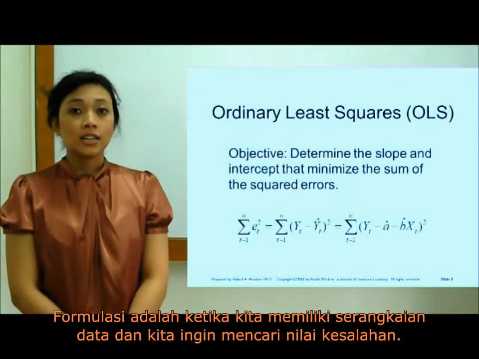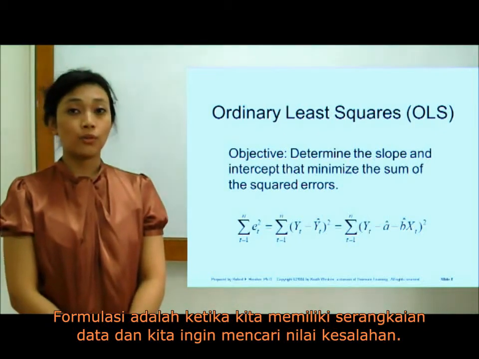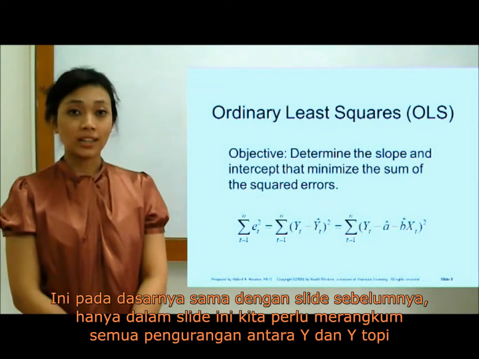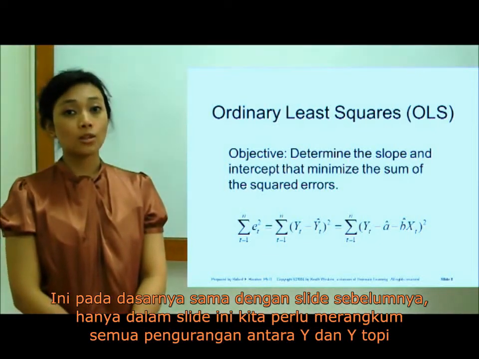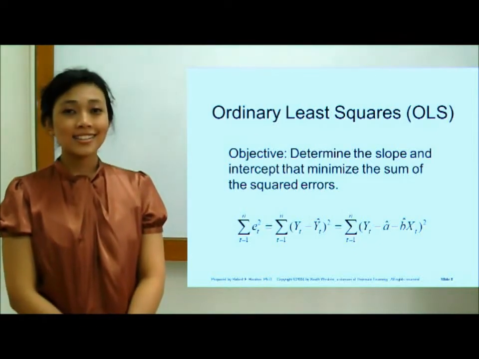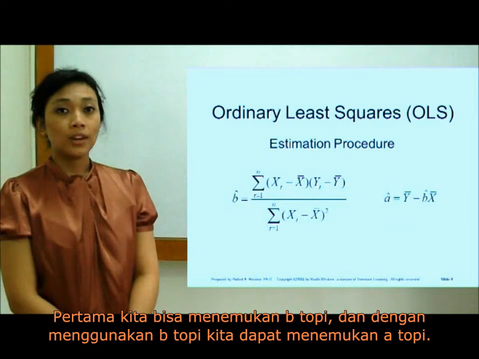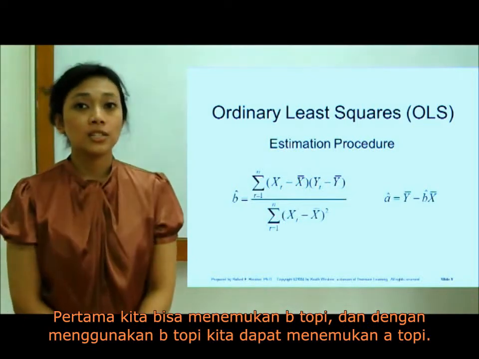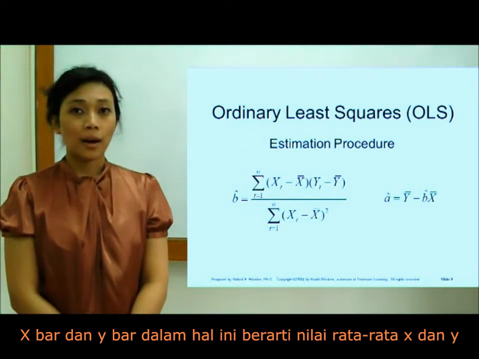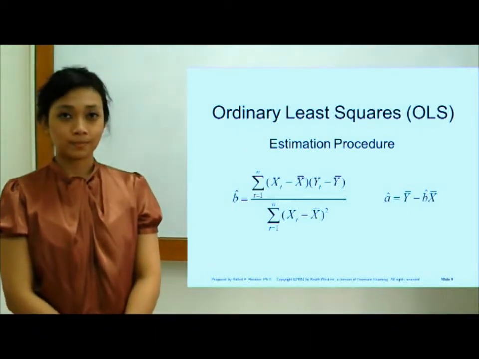The formulation is for when we have a series of data and we want to find the value of error. It's basically the same as the previous slide, only in this slide we need to sum all the subtractions of Y and Y hat. This is the process to find OLS. First, we can find B hat, and by using B hat, we can find A hat. X bar and Y bar, in this case, mean the average values of X and Y.